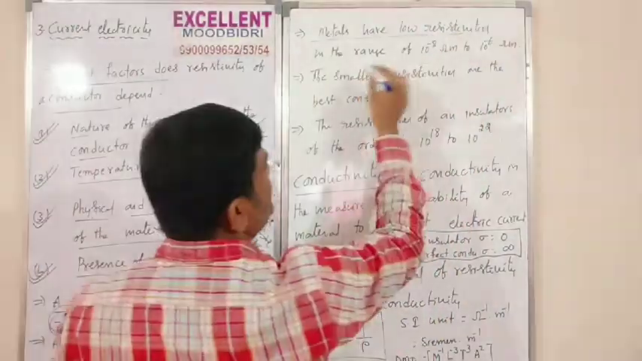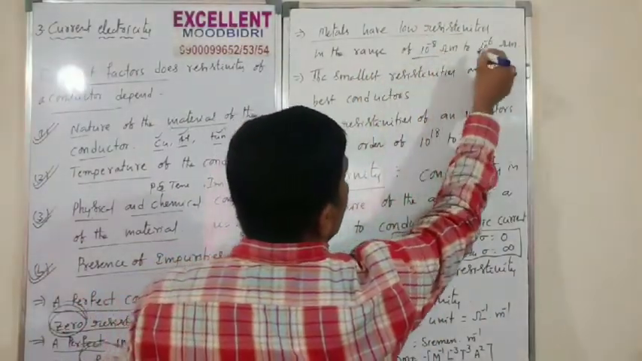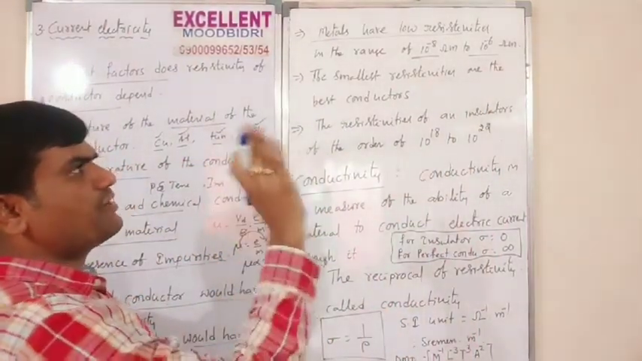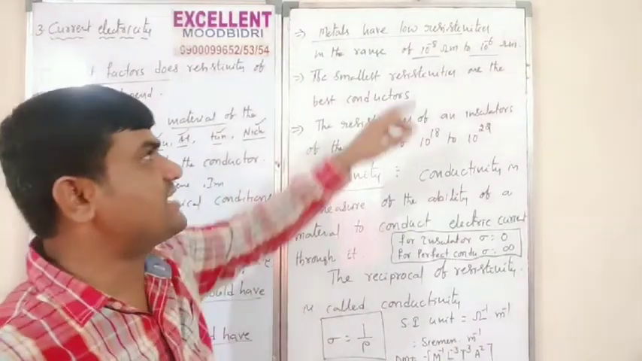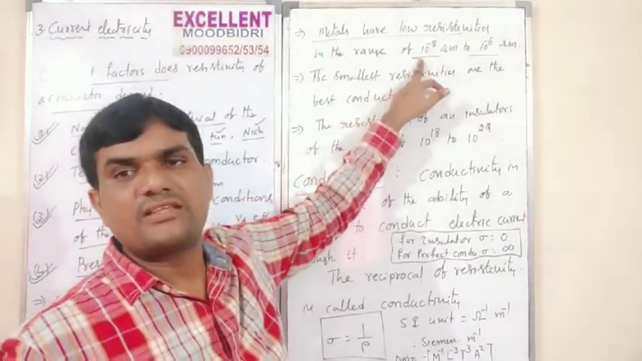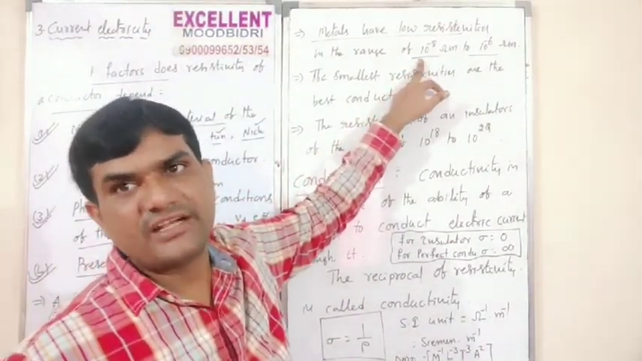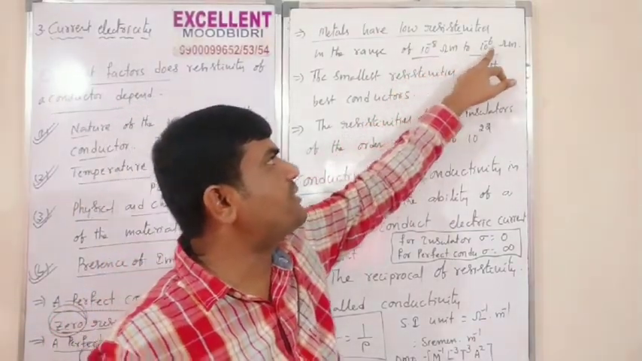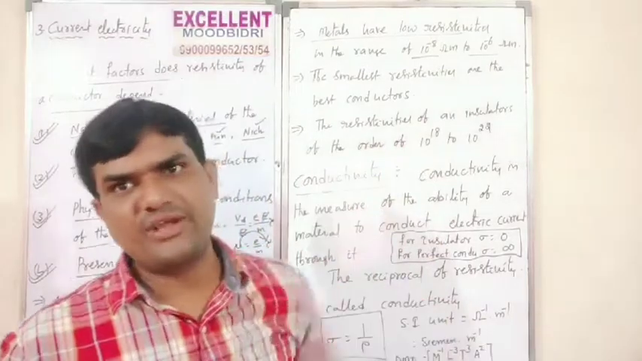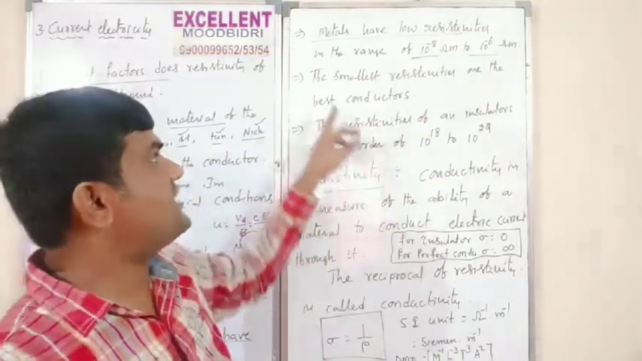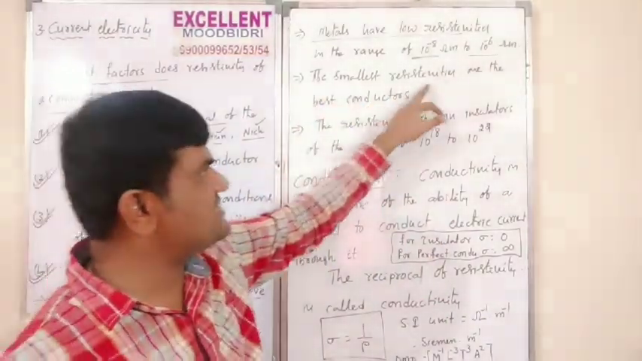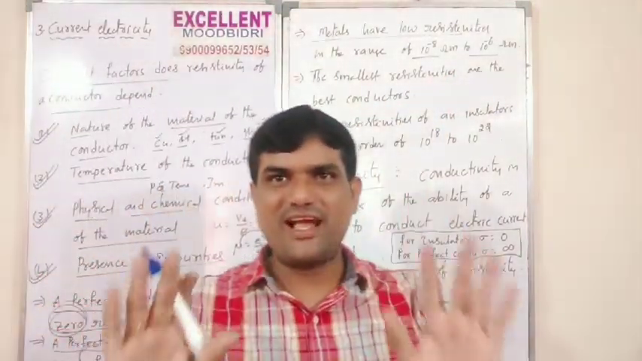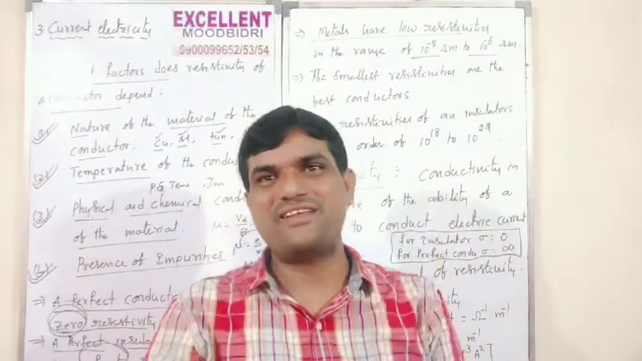Next, metals have low resistivity. The resistivity of metals ranges from 10 power minus 8 ohm meter to 10 power minus 6 ohm meter. Remember that point. Next, the best conductors are those with the smallest resistance, which have very small resistivity.